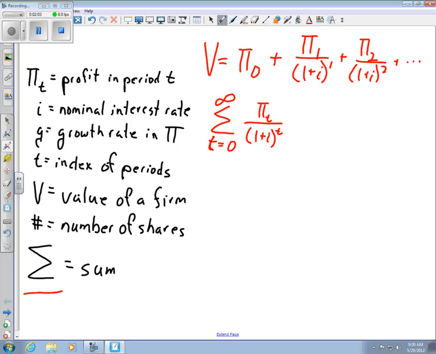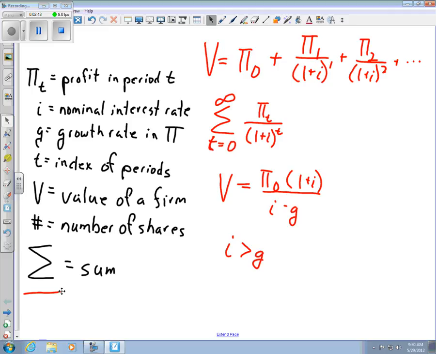Now, if you're actually going out to infinity, this becomes V equals the initial profit times 1 plus the interest rate over the interest rate minus the growth rate. This is, again, a baseline, and this is what we're going to be using. You can continue to use this as long as you want, so long as the interest rate is greater than the growth rate. And we're assuming they're positive in the case of the interest rate. You can have negative growth and still have a positive value for the firm.